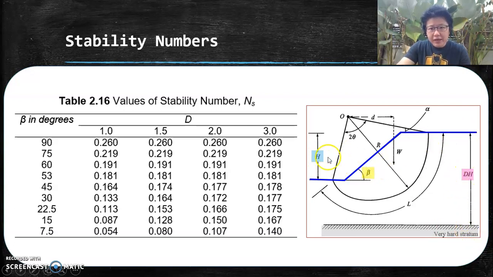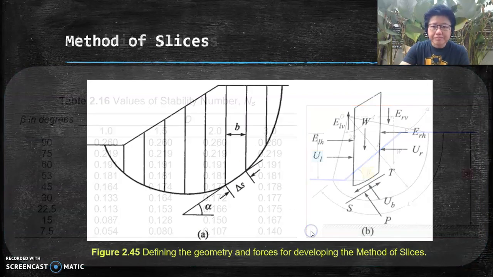So if I know H and I know DH, can I find D? Because you need to have D in order to read off the chart. Take for example a simple one. Say my H is 10 meters and DH is 20 meters. So my D automatically will be 2. So I just need to read off from this column 2. And what is the beta angle? The slope angle of the problem concerned. Just read off, say it's 60. So I go through here, come to 2, I get 0.191. So that will be my Taylor's stability number.